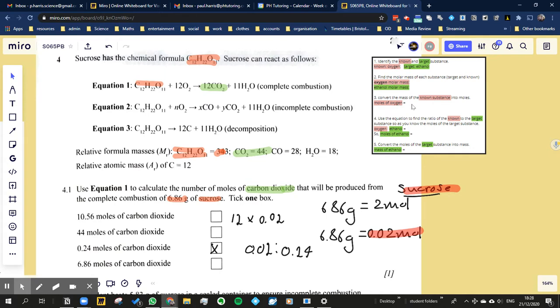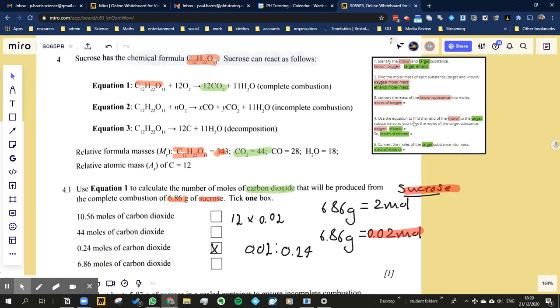Number 3, convert the mass of the known substance into moles. Forget about that example, that was from a previous example, ethanol and oxygen. So we're going to find the molar mass, which is that, and we've got the 6.86 grams. So we're going to work out how many moles is 6.86 grams of sucrose. Hang on a second. No, we would divide it by 343, and we find out it is 0.02 moles. So we have 0.02 moles of sucrose.